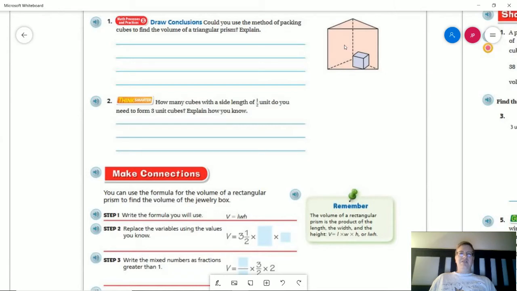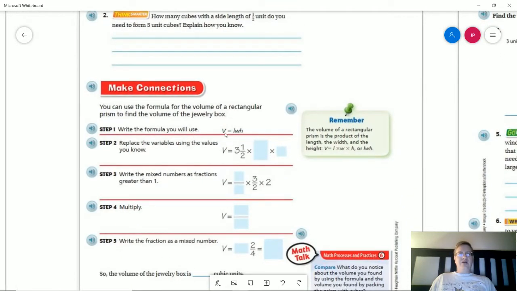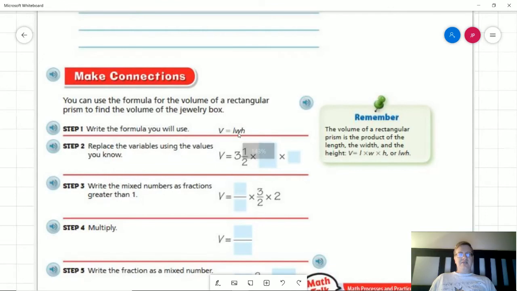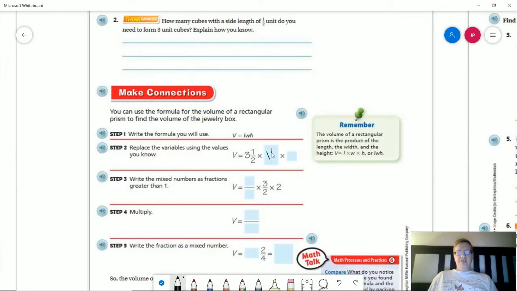Now we could apply this to something else, but we're going to use a rectangular prism for the example here. There's a way that we can find a triangular prism as well. So volume is equal to the length times the width times the height. Going back to the original problem, we're going to use the same things. So we're going to do 3.5 times 1.5 times 2. And so that's going to be our first spot.